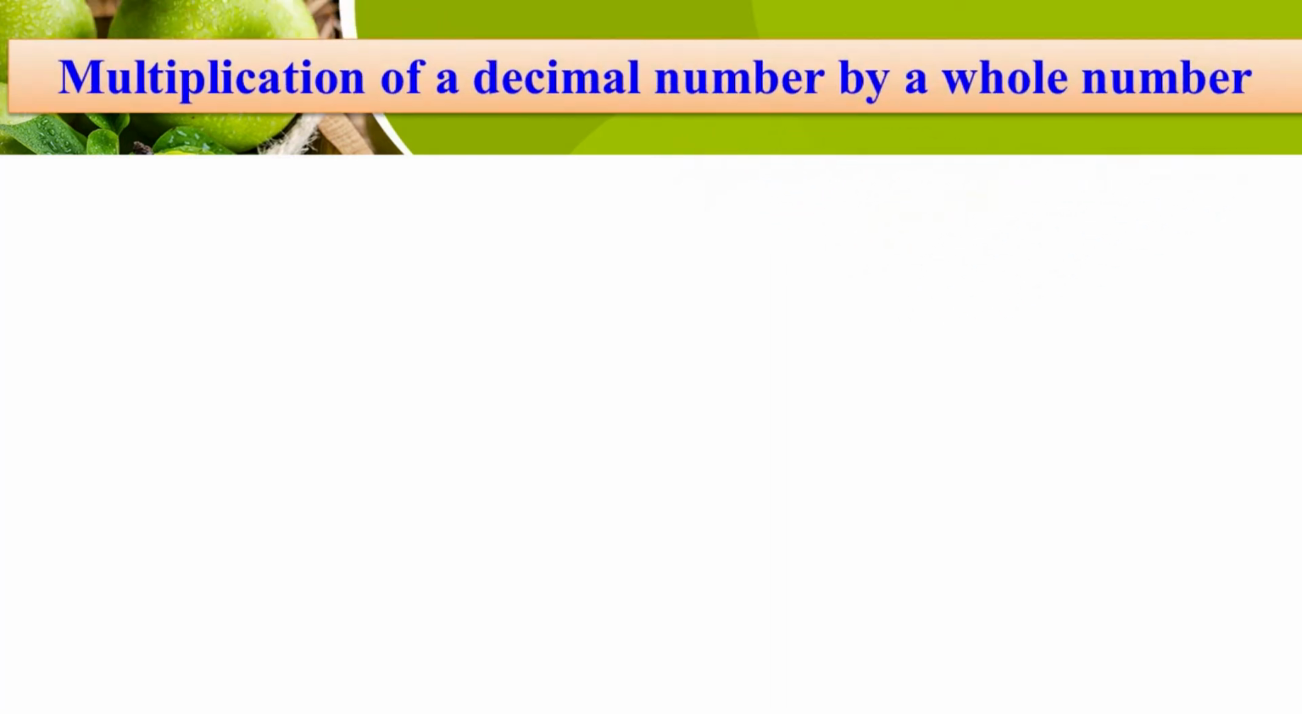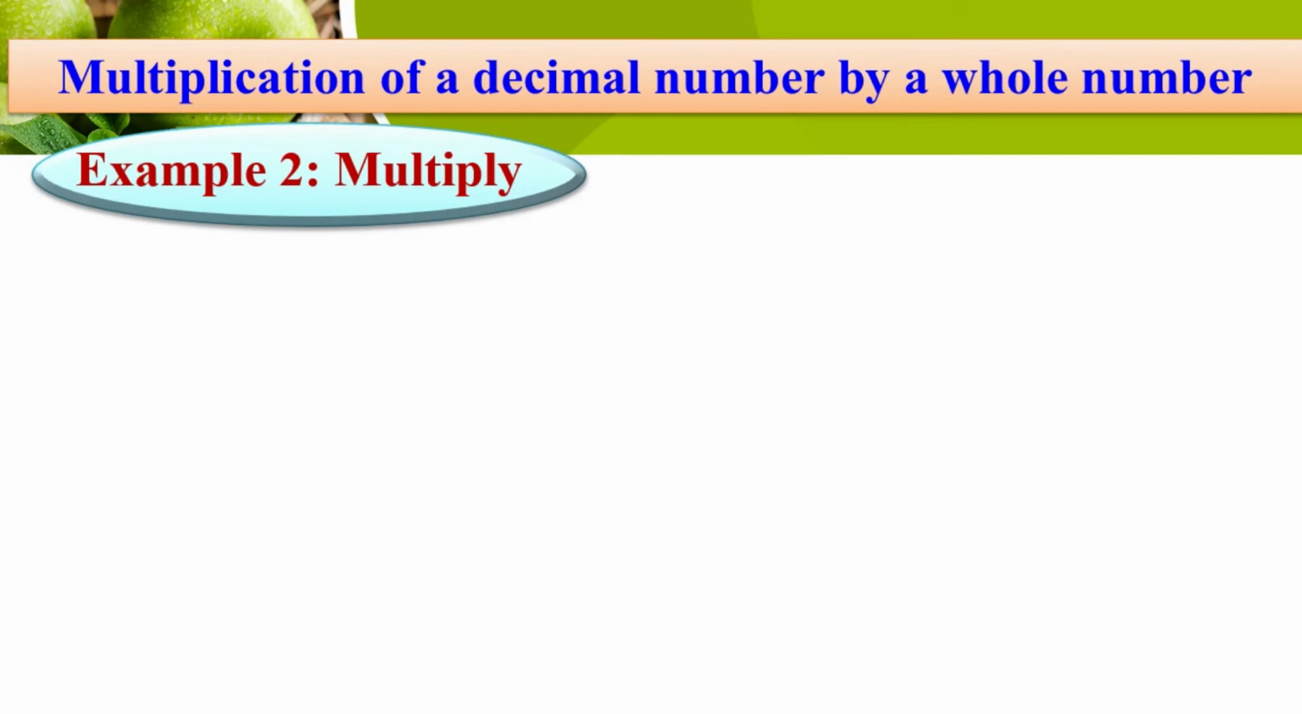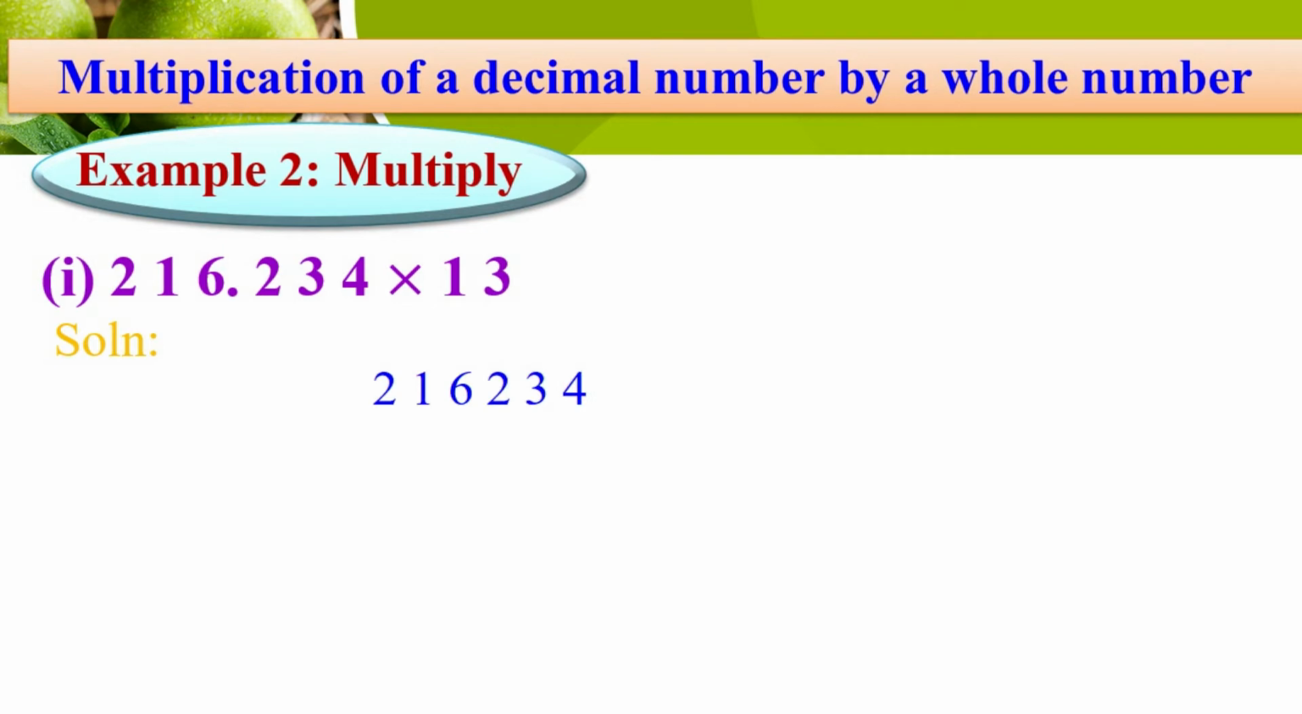Let's see multiplication of a decimal number by a whole number. Example 2. Multiply. First question: 216.234 multiplied by 13. Here 216.234 is a decimal number, 13 is a whole number. Let us find the solution. The first step, ignore the points. We get 216234 multiplied by the whole number 13.